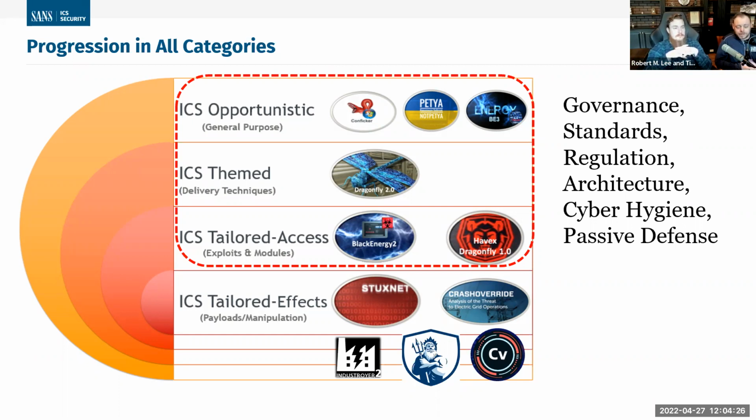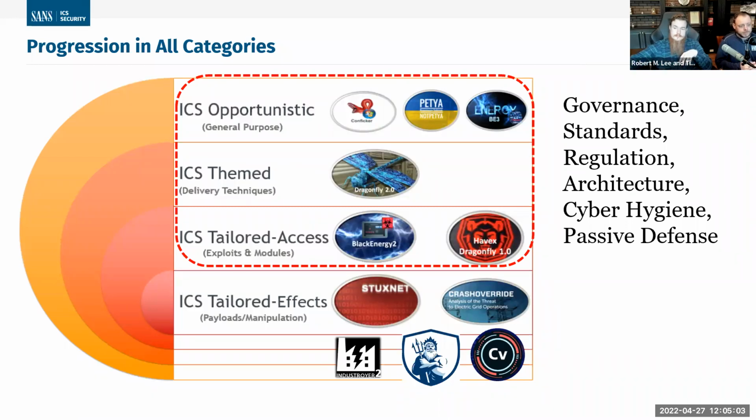As that progressed into more ICS-themed delivery techniques and campaigns and specific tailored access with Havex and BlackEnergy, and you started looking at those ICS-specific malware capabilities that you'd find in Havex, that was still part of an information collection, information gathering campaign that could further enable future attacks. You could talk about the defenses for those with normal words like, well, we have NERC CIP and we have governance, or we have IEC, we have standards, we have regulation. We're going to do segmentation and architecture, strong cyber hygiene and passive defenses.